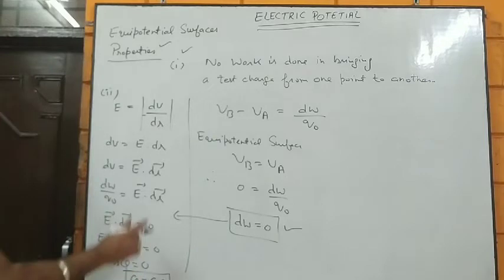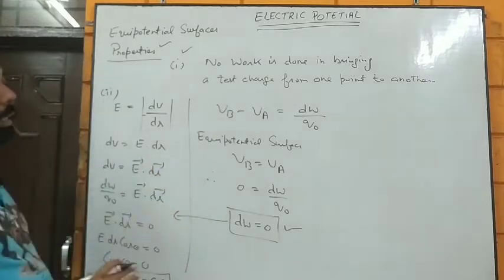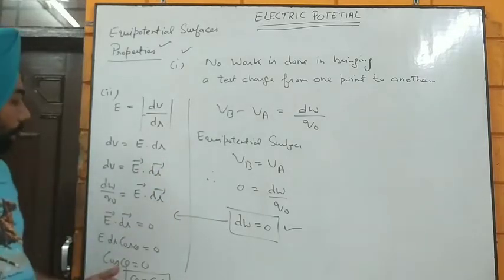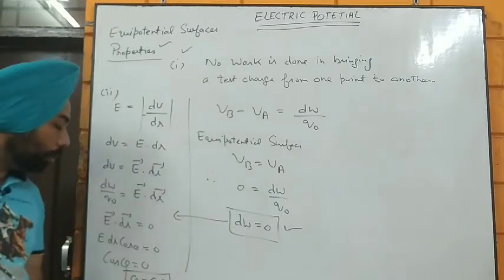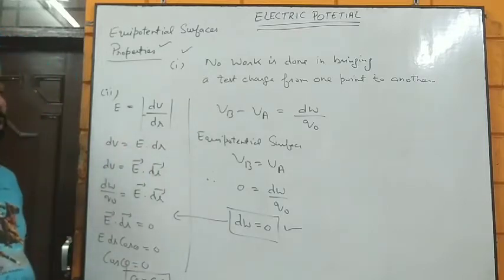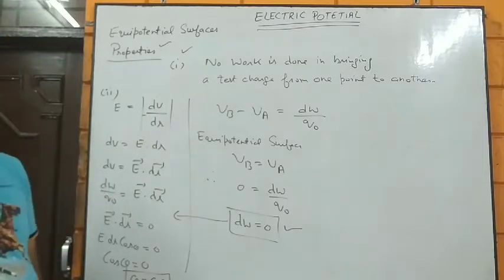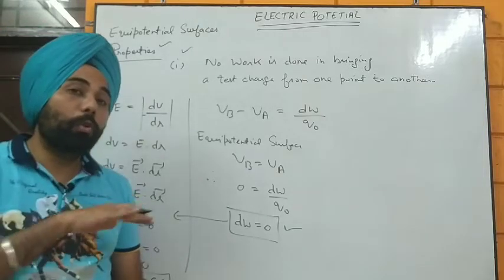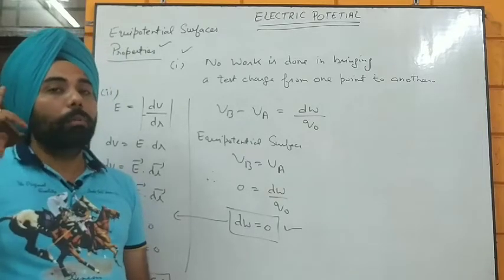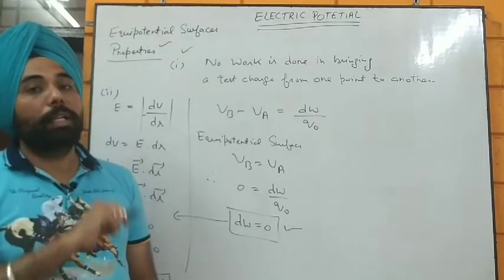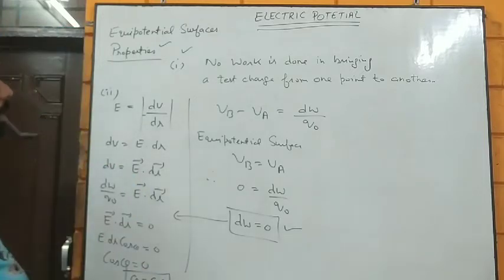That's how we can prove that in any equipotential surface, the displacement element and electric field are both at a right angle. We have already proved that in the previous diagram. The electric lines of force are parallel, but the potential surface is always going to be at right angle. So that's how we can prove that.